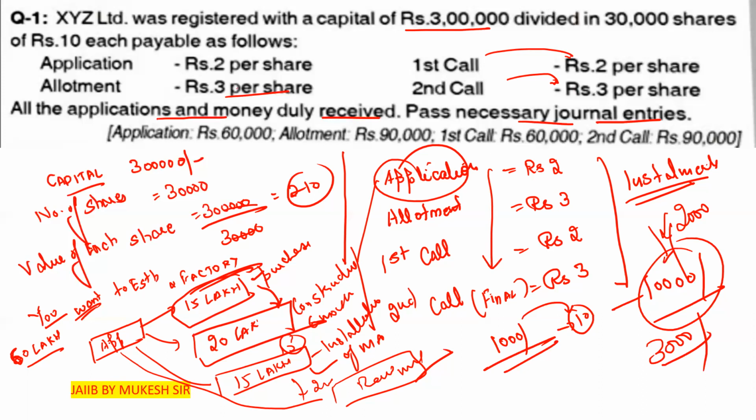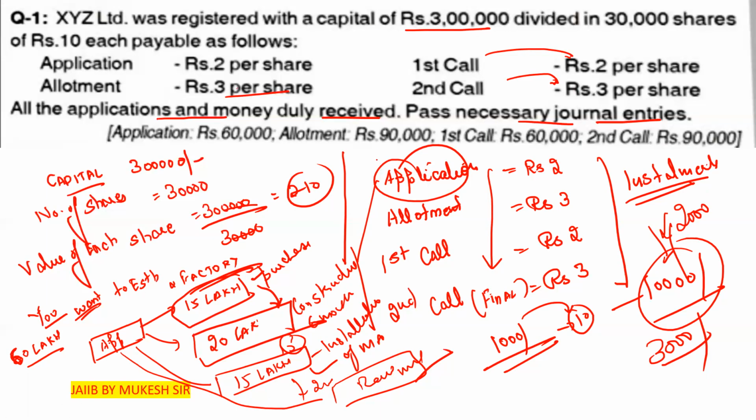So now it is clear to all of you: at the time of application rupees 2 per share, at the time of allotment rupees 3 per share, at the first call rupees 2 per share, and in the second call rupees 3 per share. Now we have to understand how to pass the entries. Please try to understand very seriously. If you have a doubt at any place, you can ask.